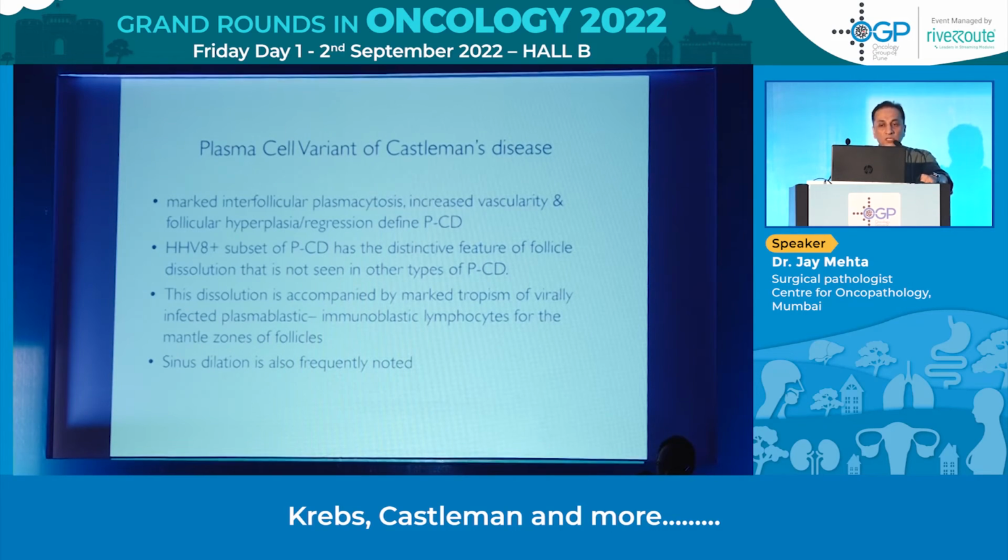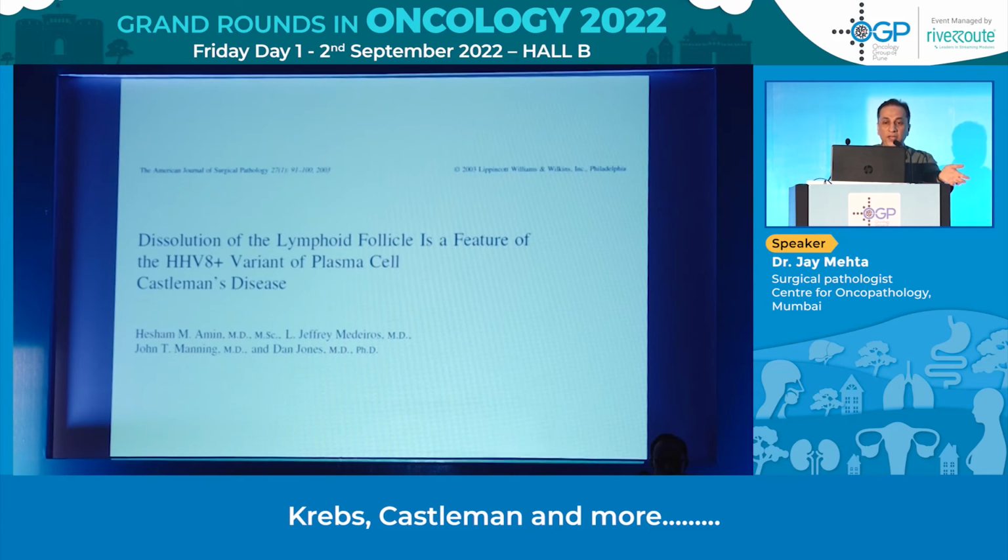The HHV8 positive subset also has a distinct feature of follicle dissolution, which I mentioned to you, and that's usually not seen with the other plasma cell variants of Castleman disease. This dissolution is accompanied by a marked tropism of virally infected plasmablastic or immunoblastic lymphocytes in the mantle zones, and you typically see sinuses being patent. They're not obliterated in the plasma cell variant. And if you want to read about this dissolution of lymphoid follicles, it's a nice paper in the AJSP 2003.